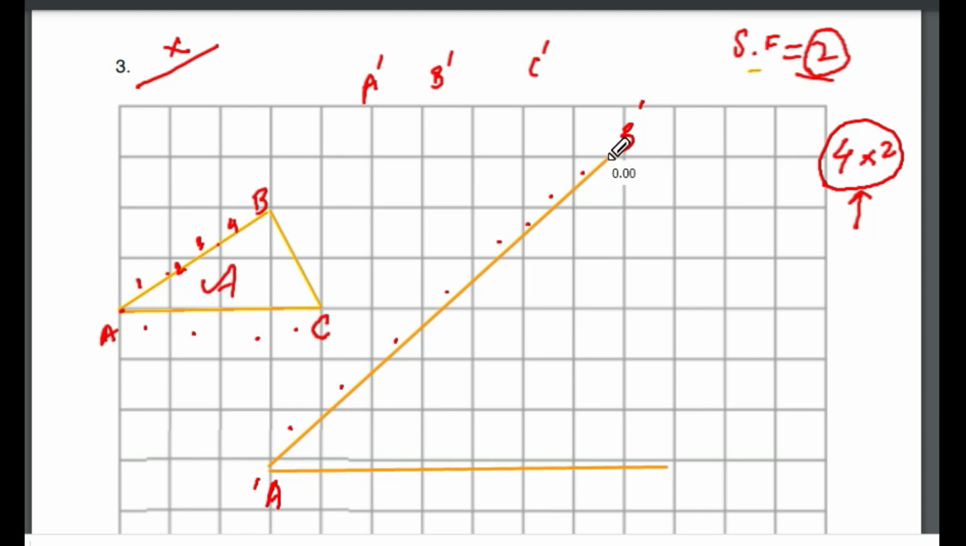And now what we need to do, we don't need to find this side because we can join B dash and C dash. So look here, when you join these points, you will get your new triangle which has been enlarged by scale factor of 2. So now you understand how you can enlarge your shapes by any scale factor. We are going to do more examples.